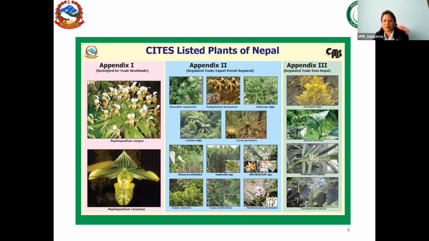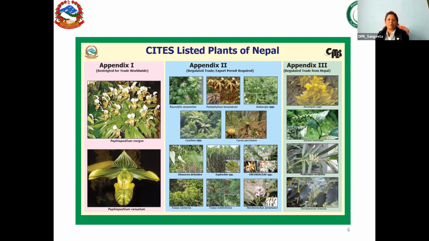And in Appendix 3, which has regulated trade from Nepal, and Appendix 2, it has regulated trade. If you can take the permission, you can trade those Appendix 2 species. In Appendix 3, we have Meconopsis regia, Nitum montanum, Podocarpus nerifolium, and Tetracentron sinensis.